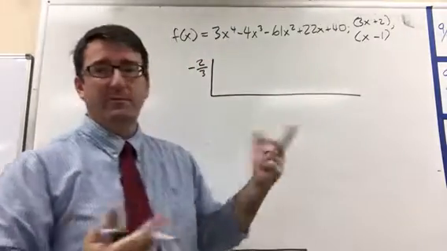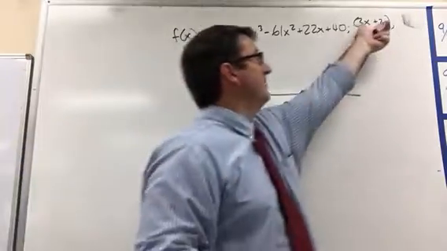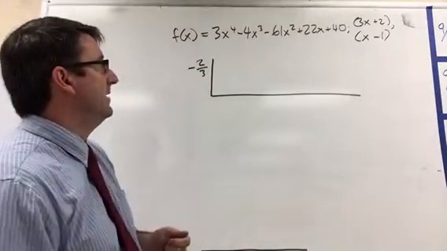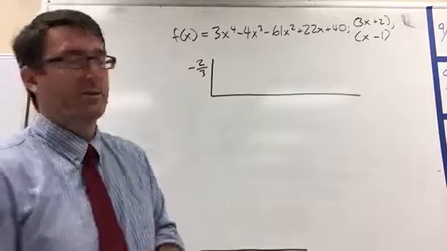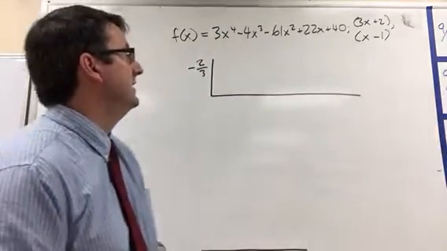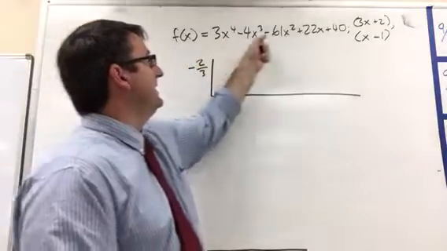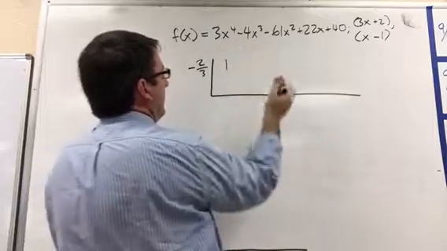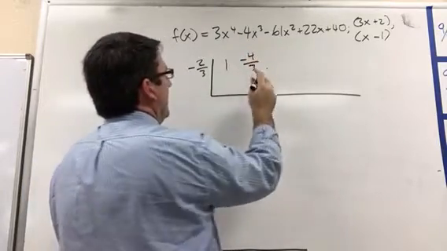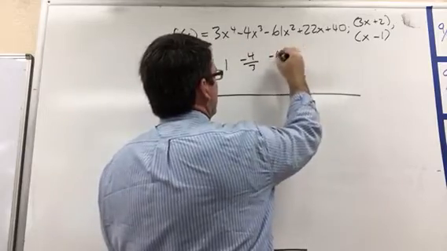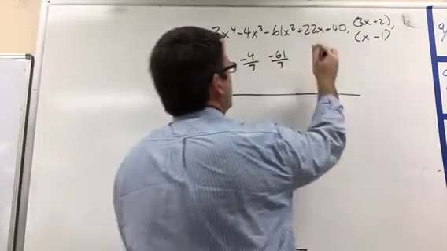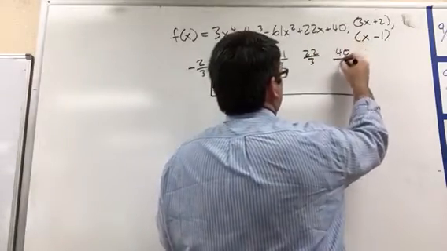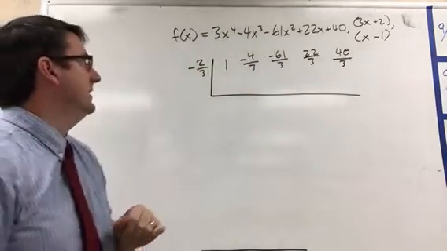But remember, this is just a fraction. It's this divided by this. If we divide the denominator by 3, or multiply the denominator by 1/3, we have to multiply the numerator by 1/3 as well. So we're going to divide each of these coefficients by 3. So 3 divided by 3 is 1. Negative 4 divided by 3 is negative 4/3. Negative 61 divided by 3 is negative 61/3. 22 divided by 3, 22/3. And 40 divided by 3 is 40/3. All right.